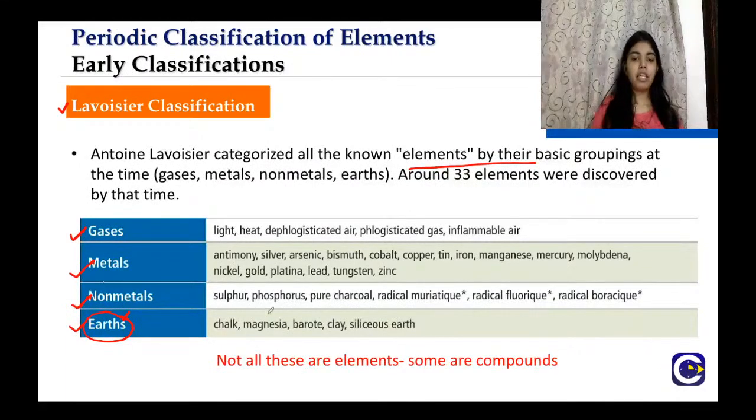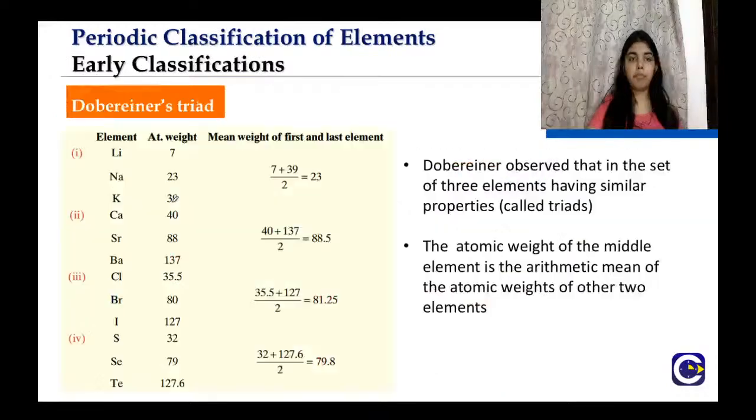Now here if you see, not all the participants of the group are elements, there are some compounds also, right? If you say clay, it is not an element, it is a compound. If you say chalk, it is not an element, it is a compound, right? While here if you consider antimony, silver, arsenic, bismuth, they are elements. So his classification included not only elements but also compounds. Around 33 elements were discovered by that time, right? So he classified them as gases, metals, non-metals and earths.